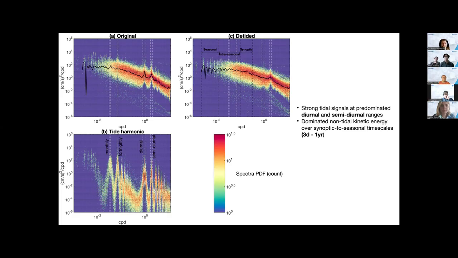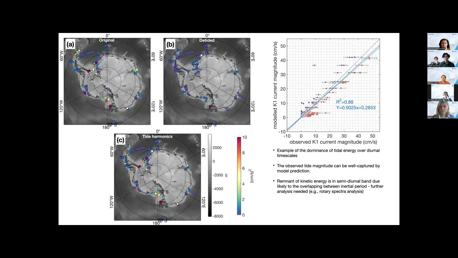The takeaway message from these plots is that the moorings can indeed capture all these strong tidal signals in the diurnal and semi-diurnal ranges. But at the same time, we can see there is still a significant amount of kinetic energy left behind after we de-tide the time series, and this energy tends to concentrate on time scales from synoptic to seasonal. Next slide, please.